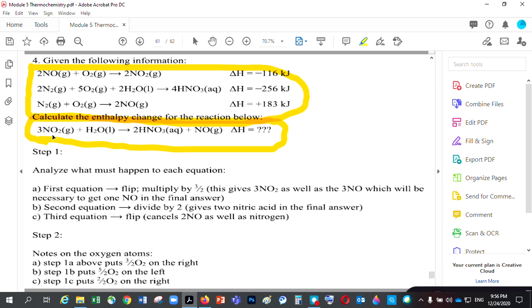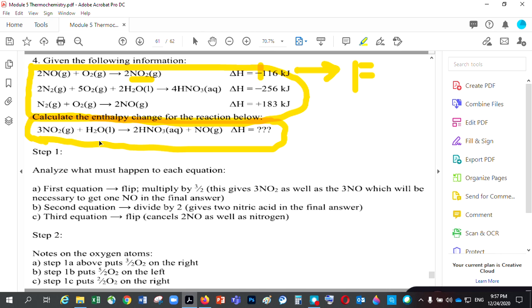First of all, I have NO2, nitrogen dioxide, as my reactant. And here is my product. My intuition will tell me what? Something has to be flipped. So I'm flipping this one here, correct? Because this is my reactant, not product. When I flip, then the sign will change.